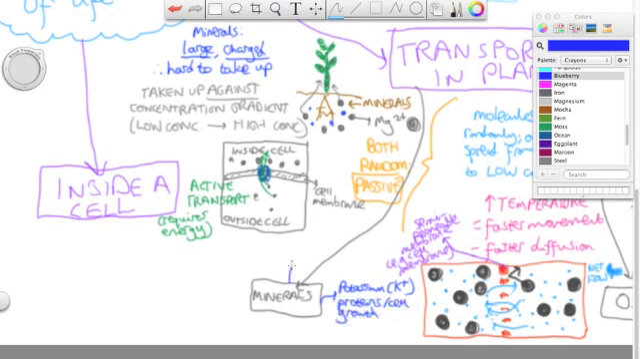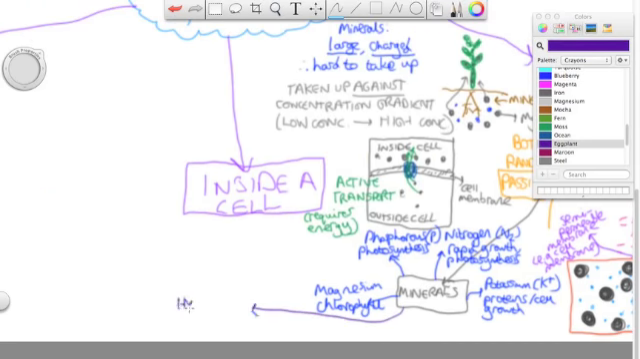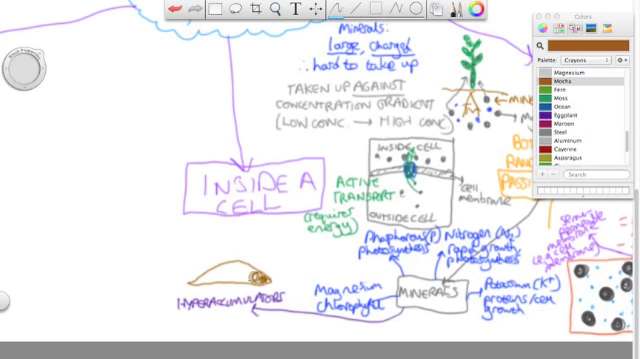Now you do need to know a bit about minerals themselves. So potassium, for example, is used to make proteins for growth. Nitrogen is not so much a mineral, but it is something used in plants, and it's used for rapid growth and photosynthesis. Phosphorus is used for photosynthesis as well, and magnesium is used to create the chlorophyll, which is the pigment inside chloroplasts that absorbs light for photosynthesis. So minerals are very important in plants, and without them they can't grow.